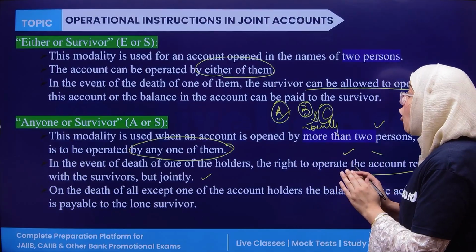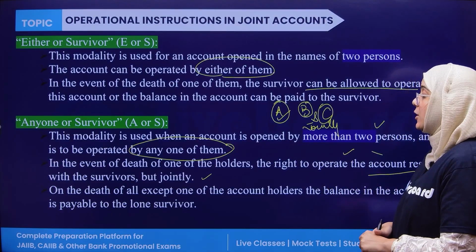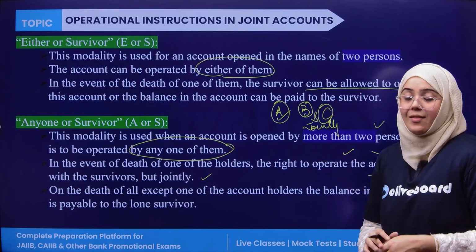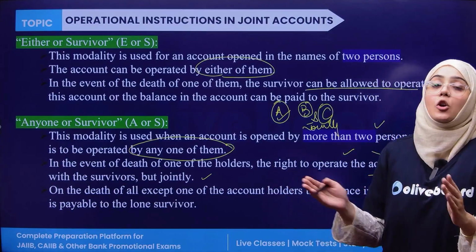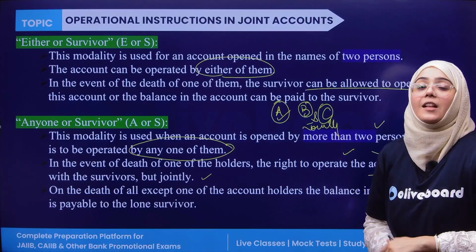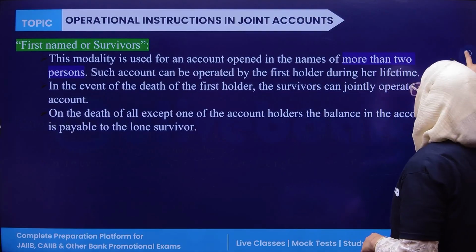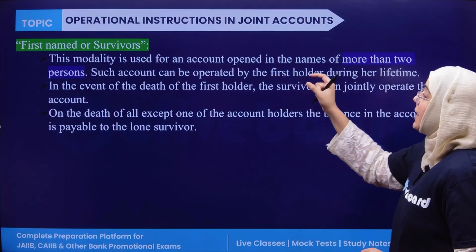Now, on the death of all except one of the account holders, the balance in the account is payable to the lone survivor. If there is a death of two partners and there is only one survivor, the balance is paid to that one single survivor. It is known as anyone or survivor. Lastly, there is first name or survivor. Now, what is first name or survivor?